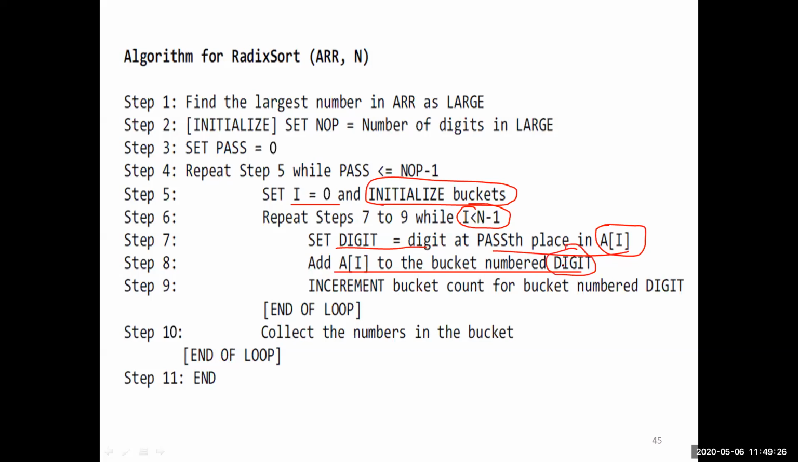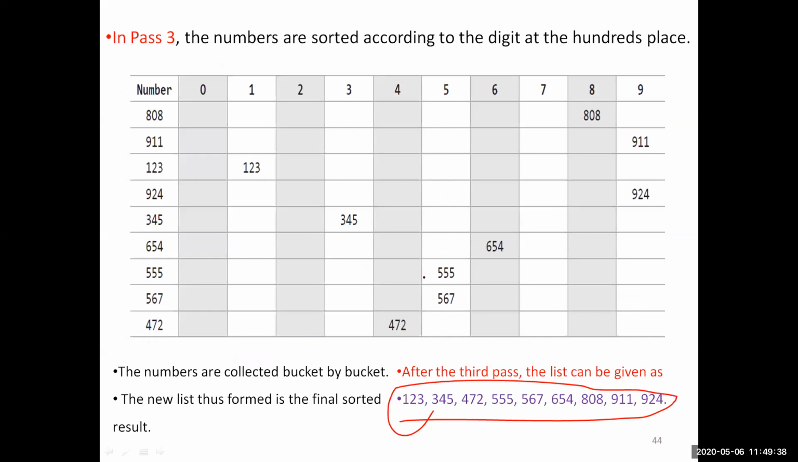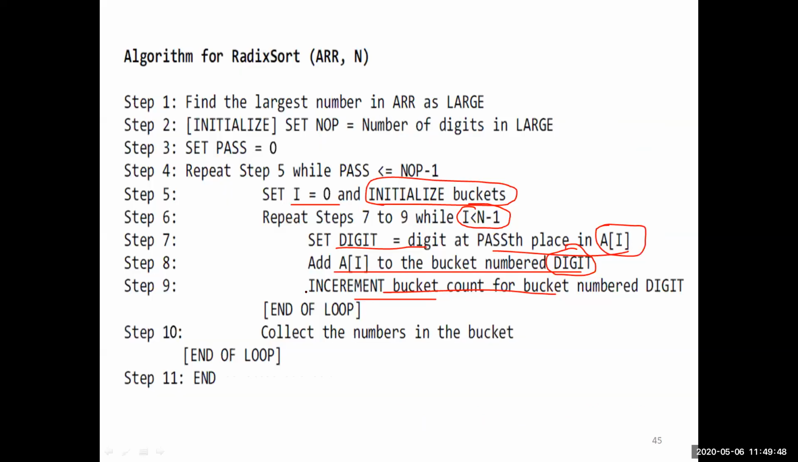I will place it in the 7th bucket. Then increment the bucket count for that bucket number. Why are we incrementing here? Because sometimes we have two elements in a particular bucket. So that is the reason. Then we end this while loop. Like that, for a single pass, we will iterate over all the elements in the array. Once this loop ends, I'll go for the second pass, pass number 1.